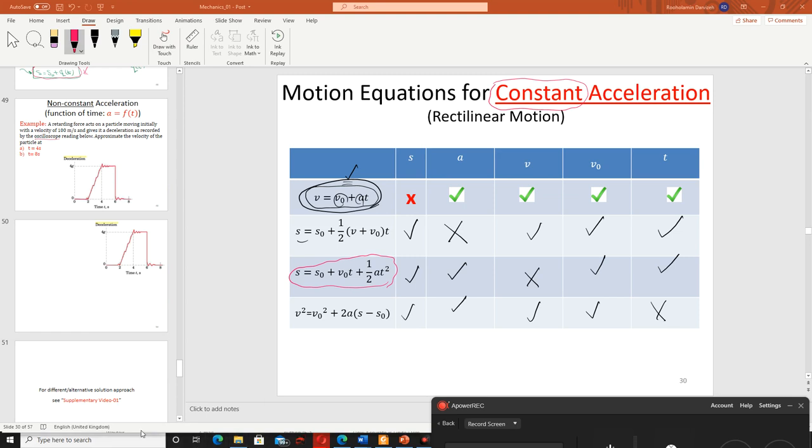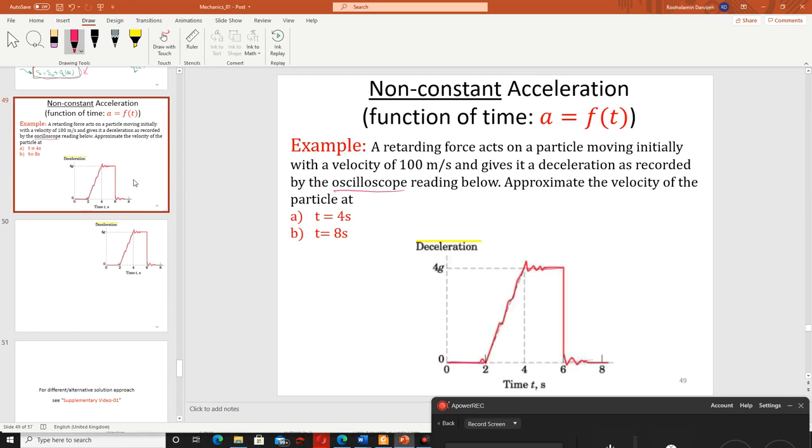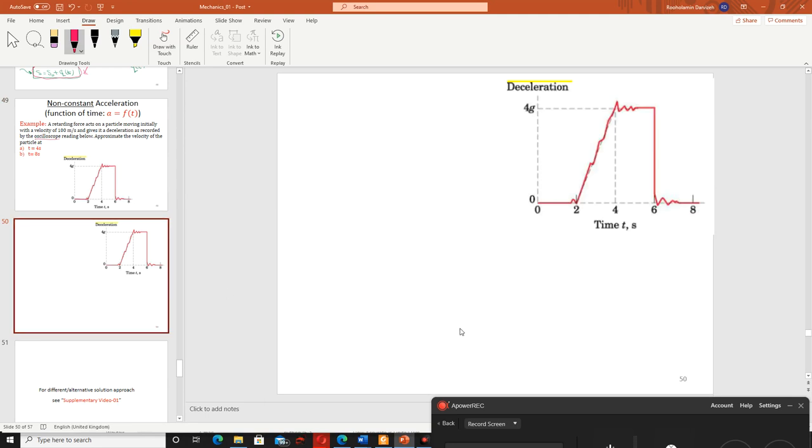But don't worry, we can easily solve it as well. The first step: the curve that is provided here is deceleration. For me, it's easier to plot the curve for acceleration first and then start solving the problem. Acceleration, and this is time.